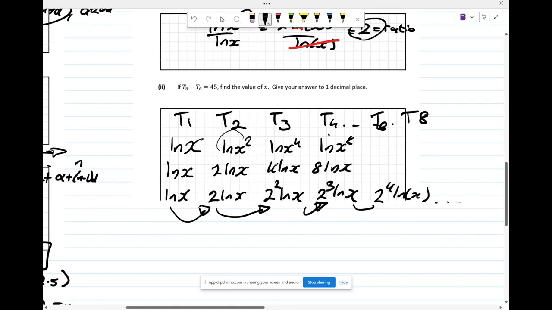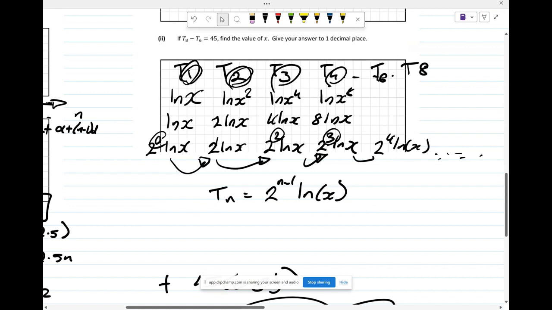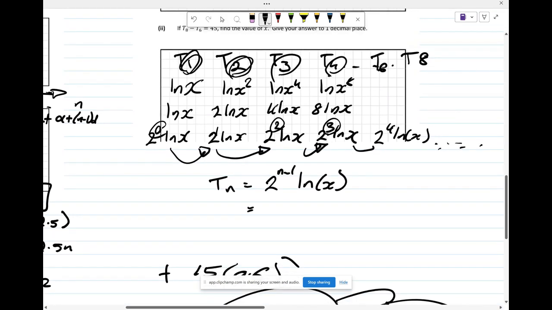It's close to t8 and t6 anyway, so we can just keep going, or we can figure out a pattern for them. So here you see the 1 goes with the 1, 2 goes with the, you can actually think of this as 2 to the power of 0. So 1 goes with the 0, 2 goes with the 1, 3 goes with the 2, 4 goes with the 3. So that means Tn is going to be 2 to the power of n minus 1 ln x. And so if we wanted T8, that would be 2 to the power of 8 minus 1 ln x, which is 2 to the power of 7 ln x.